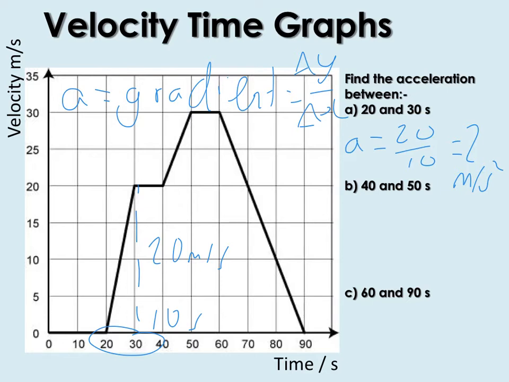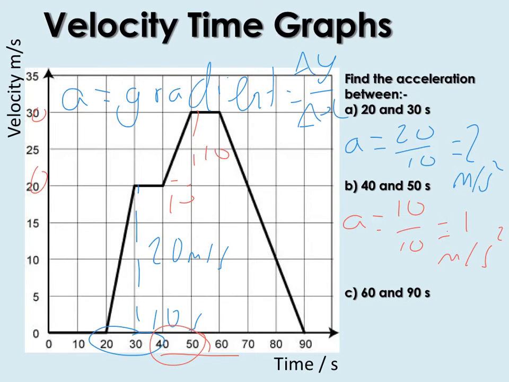The next question is asking us to do this same process between 40 and 50 this time, so 40 and 50. So that's this bit here. We can see that the change in y is going to be 10. I've got that by doing 30 minus 20 to get 10. And the change at the bottom will also be 10. It's a shallower gradient, which makes sense. And so in this case, a will equal 10 over 10, which will give us 1 meter per second squared.